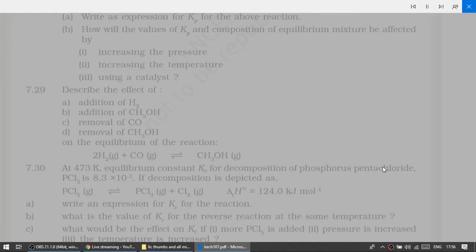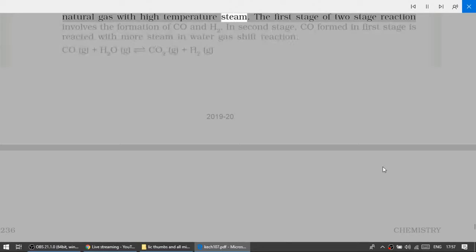7.31. The hydrogen gas used in Haber's process is produced by reacting methane from natural gas with high temperature steam. The first stage of the two-stage reaction involves the formation of CO and H2. In the second stage, CO formed in the first stage is reacted with more steam in the water-gas shift reaction: CO(g) + H2O(g) ⇌ CO2(g) + H2(g).